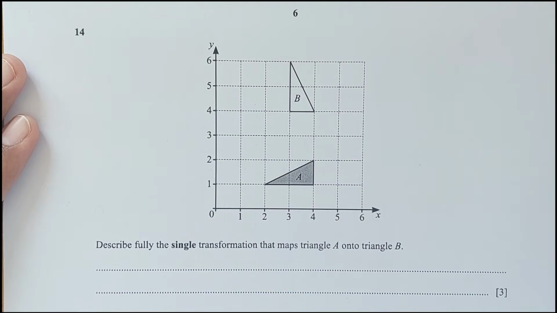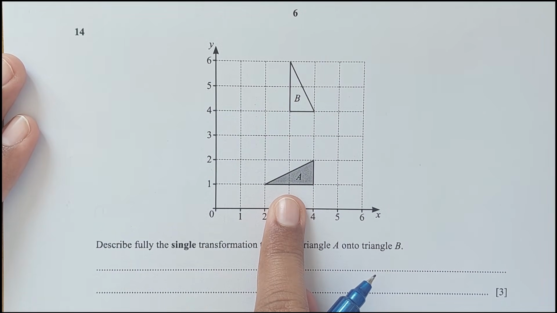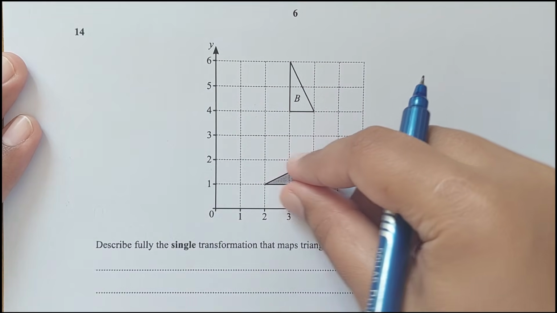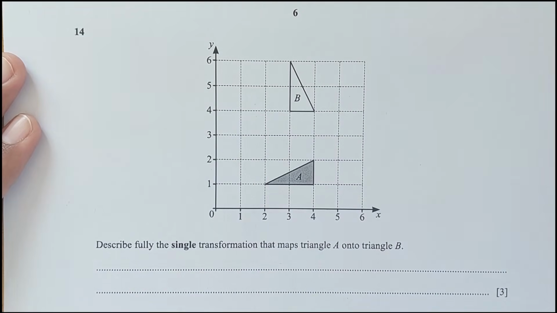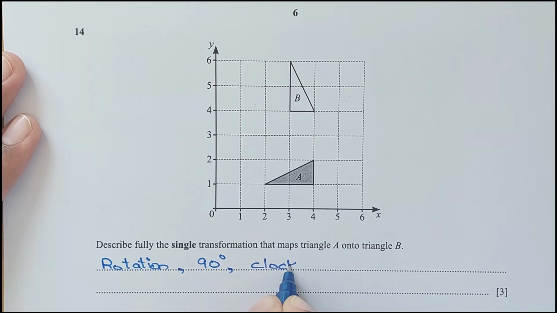All right. Question number 14. Describe fully the single transformation that maps triangle A onto triangle B. So A to B, the shape stays the same. So it is not an enlargement, no translation, not even a reflection. It is a rotation. So this is shape A. We rotate to shape B. And here you can see the rotation. And the rotation is 90 degrees. And this is a clockwise rotation, right? Now let me find the center of rotation.